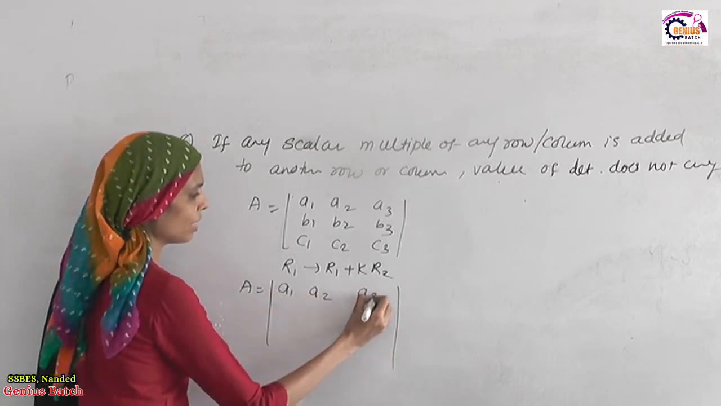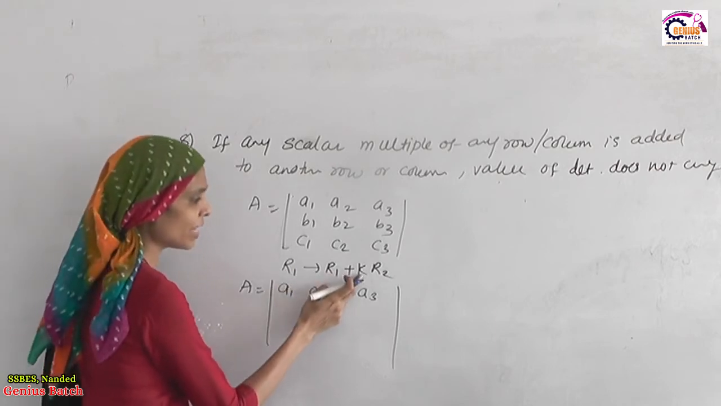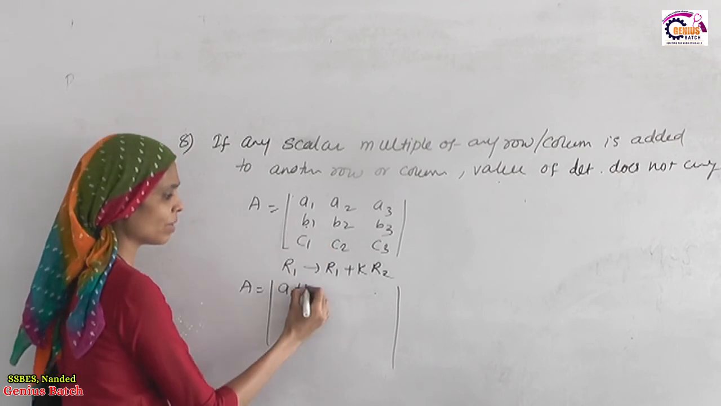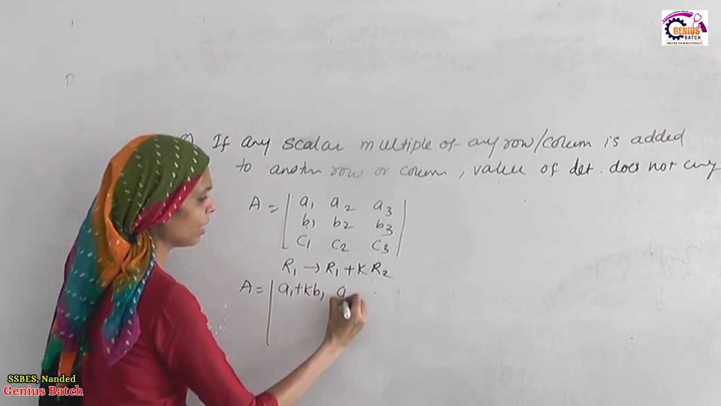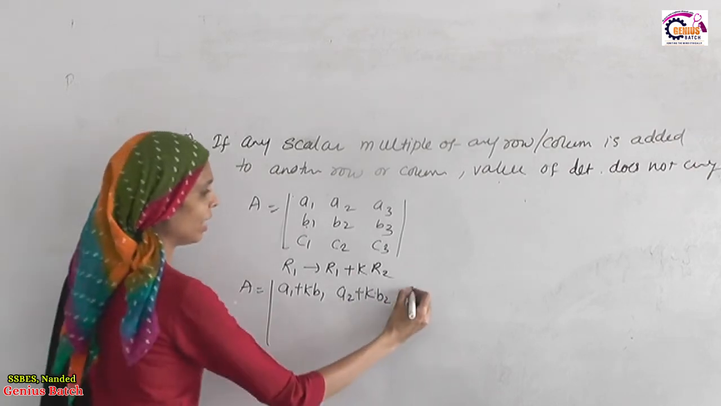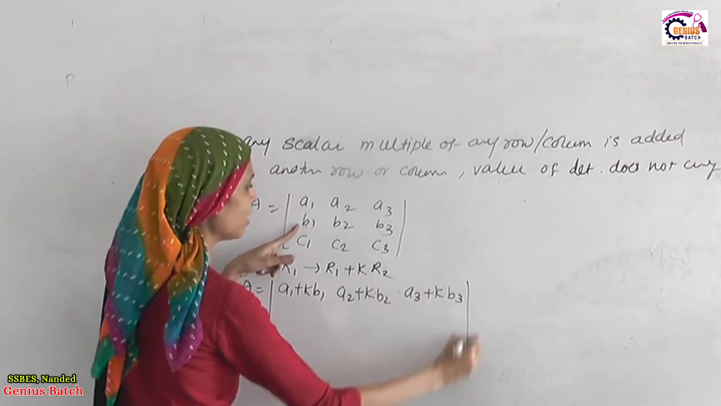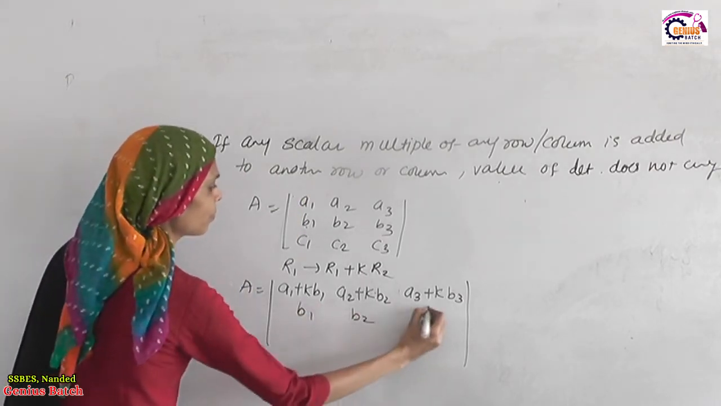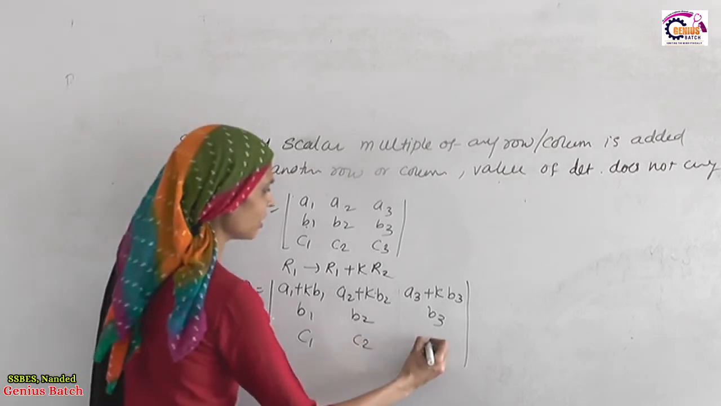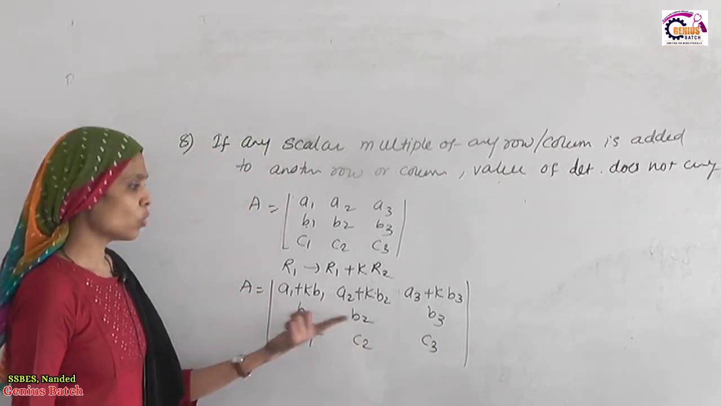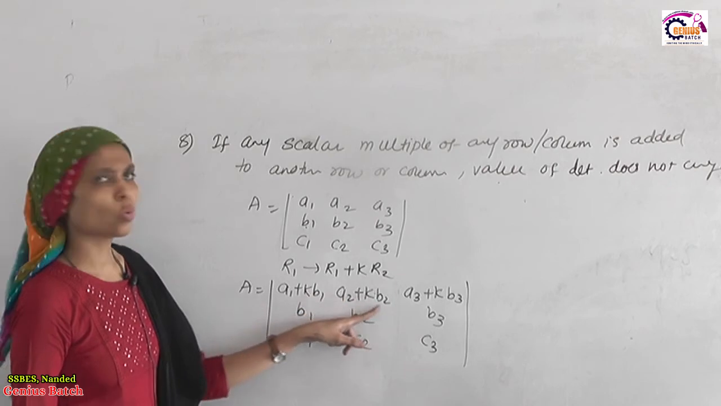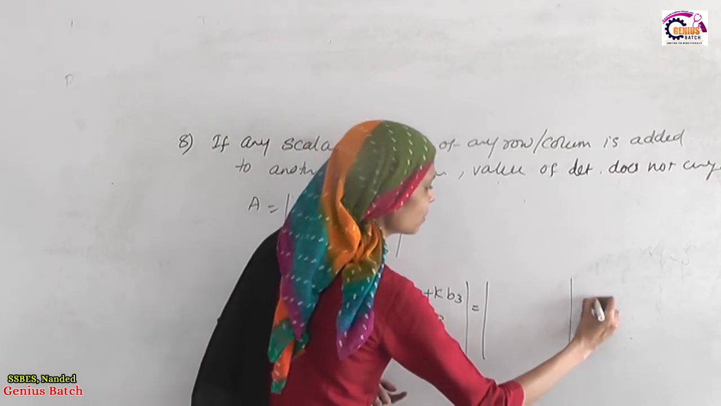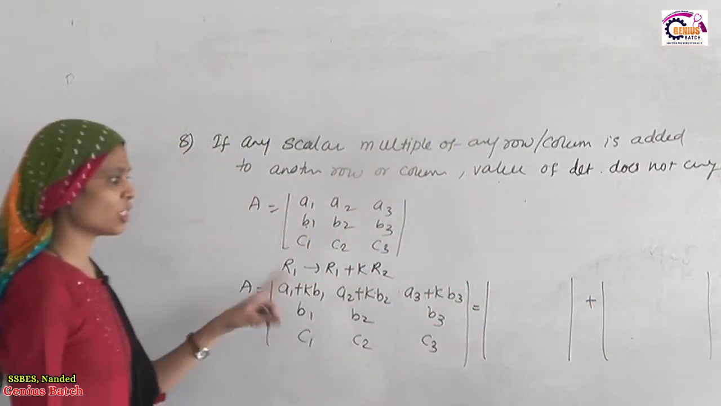A1, A2, A3 as it is. We are multiplying the second row by k and adding to this, so A1 plus, if you multiply B1 by k, kB1, A2 plus kB2, and A3 plus kB3. So second row ला k नी multiply केलं आणि first row मध्ये add केलं. No change in second row, third row. Second आणि third row मध्ये काही change नाही आहे. Now we know one property that if any row is expressed as the sum of two elements, then the determinant can be expressed as the sum of two determinants. मागचीच property आपण discuss केली.